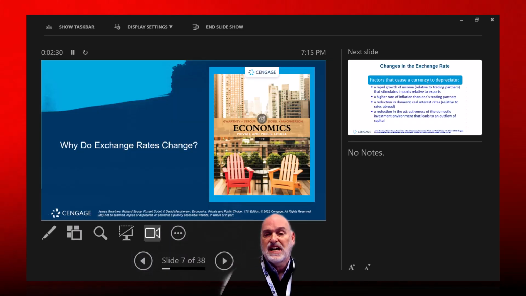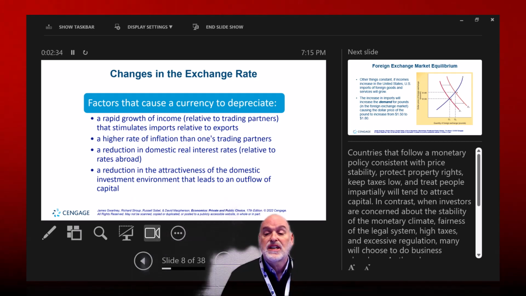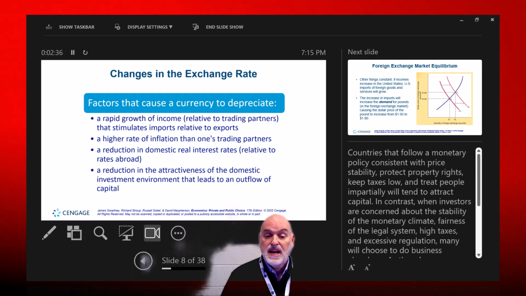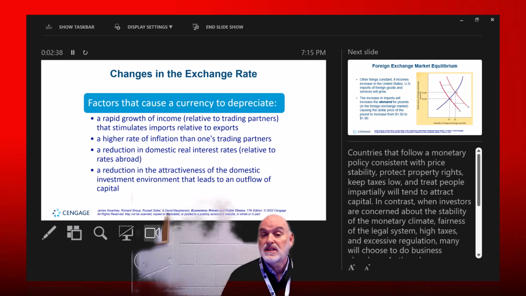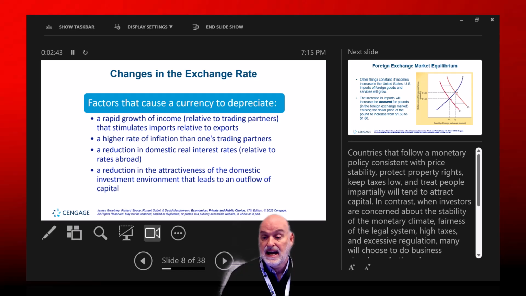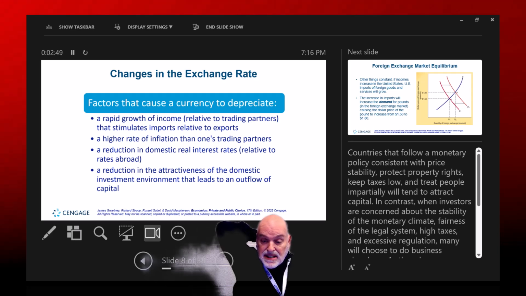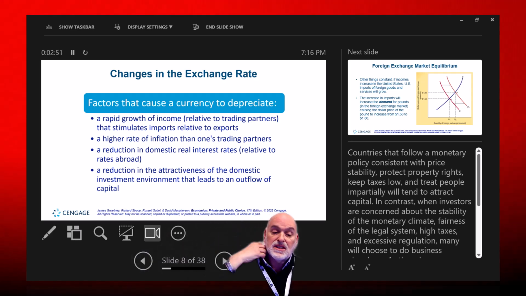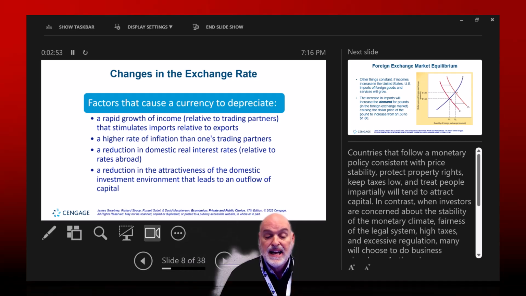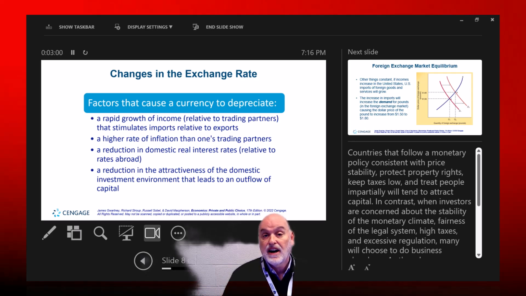Why do exchange rates change? Factors that cause a currency to depreciate: a rapid growth of income relative to the trading partners that stimulates imports relative to exports; a higher rate of inflation than one's trading partners; a reduction in domestic real interest rates relative to rates abroad, and a reduction in the attractiveness of the domestic investment environment that leads to an outflow of capital.